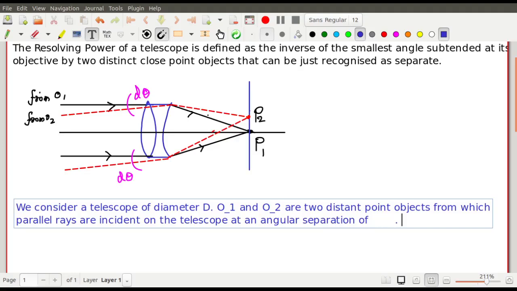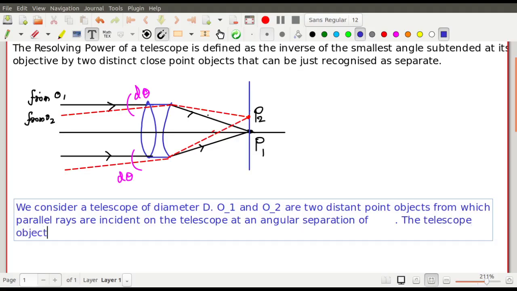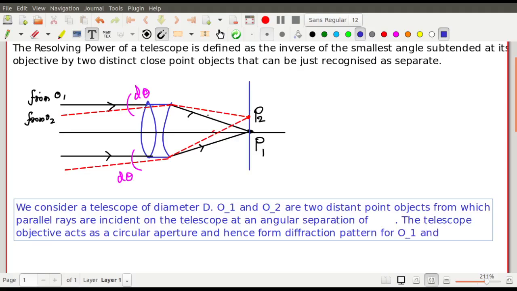Fine. The telescope objective, that is, the blue lens system, acts as a circular aperture, and hence forms a diffraction pattern for O1 and O2. Okay, so what will you see? You can see the diffraction pattern on the screen.